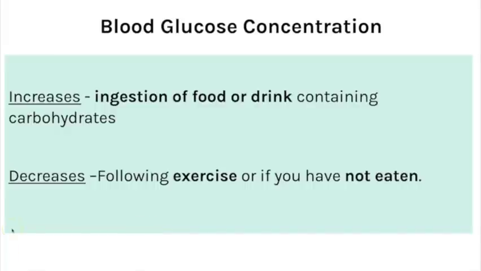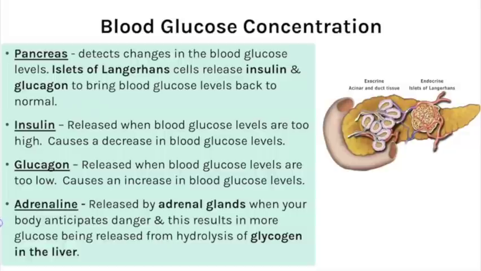Your blood glucose concentration will increase after you have eaten food or drinks containing carbohydrates, and it will decrease if you haven't eaten food containing carbohydrate for a while or if you have been exercising. The pancreas is the organ that detects these changes in blood glucose levels, and within the pancreas there are cells called the islets of Langerhans, which are responsible for releasing insulin and glucagon, the two hormones that bring blood glucose levels back to normal.